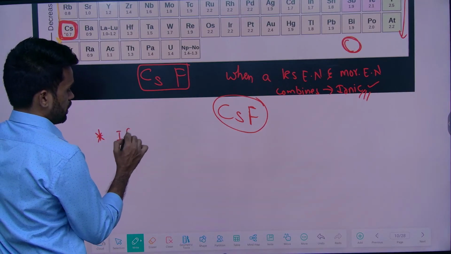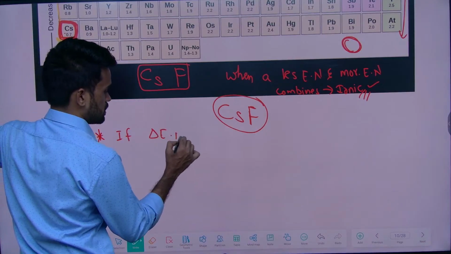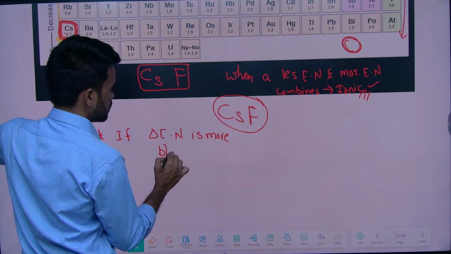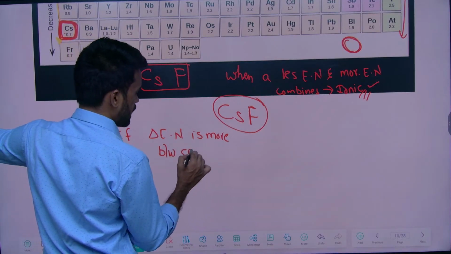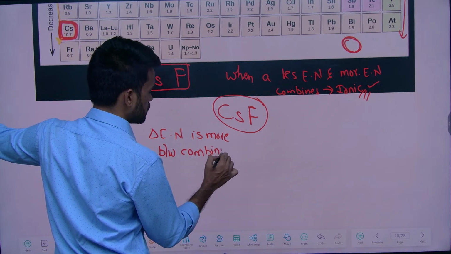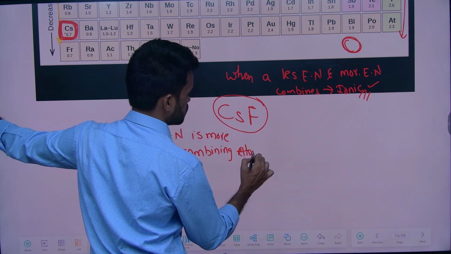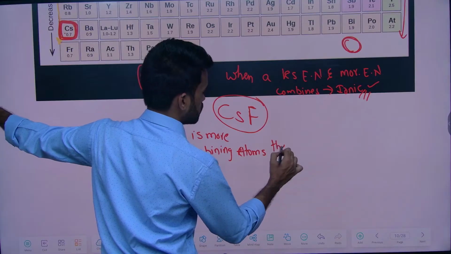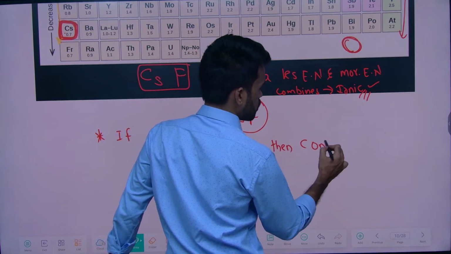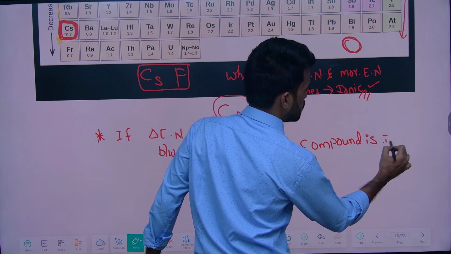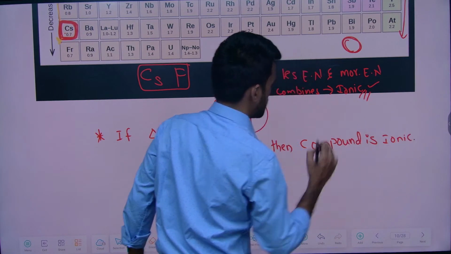If electronegativity difference is more between combining atoms, or elements, then the compound is ionic. What I am saying, the compound has ionic character.